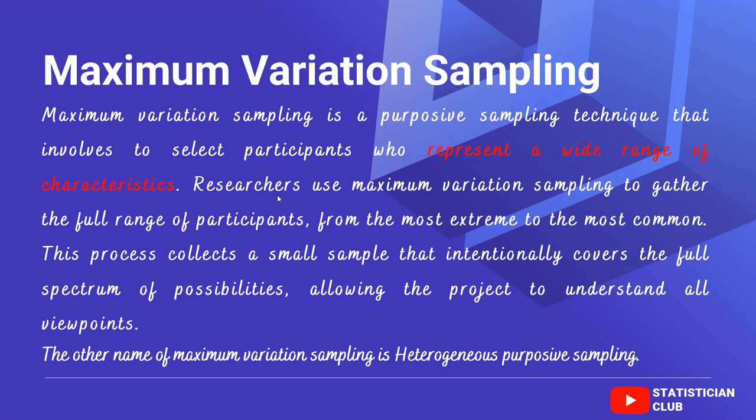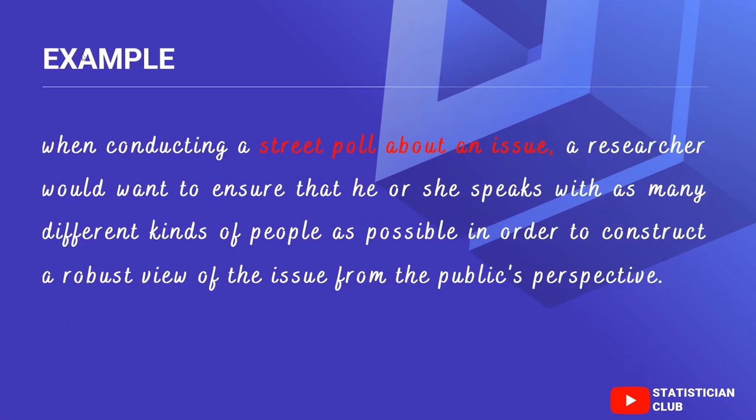So the other name of maximum variation sampling is heterogeneous purposive sampling. Heterogeneous means different types. Here we study its example.